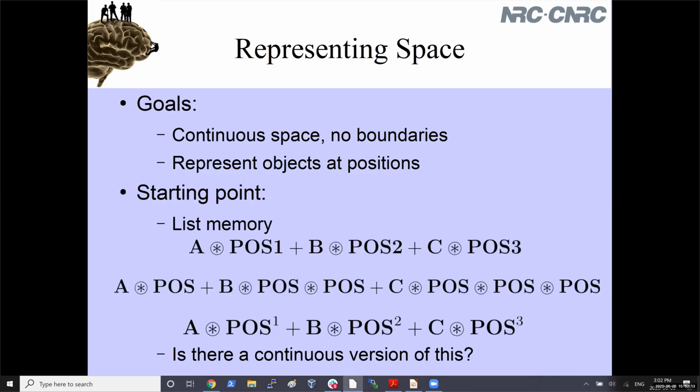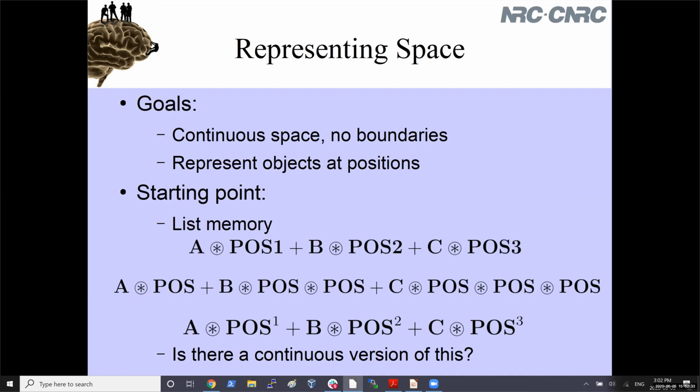I want to represent space. What do I mean by that? I want to be able to represent some sort of continuous space with no boundary. Like I don't want some artificial boundaries of, oh, I can only represent between -100 and +100. And I want to be able to represent objects at positions in that space.